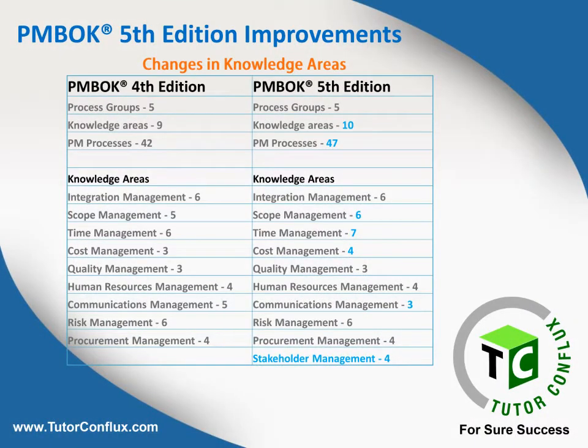Let us see the changes in perspective from the 4th edition to the 5th edition. The process groups remain unchanged. There are 5 in each of the editions, the 4th and 5th edition, and knowledge areas were 9 in the 4th edition, and it is 10 in PMBOK 5th edition. And the processes were 42 in the 4th edition, whereas they are 47 in the 5th edition. Similarly, the new knowledge area that has been added here is stakeholder management.